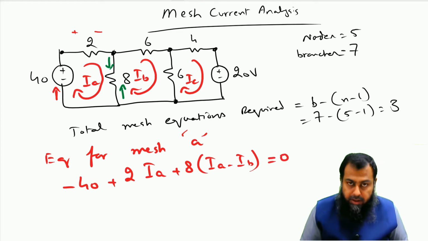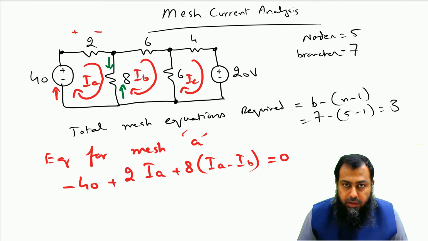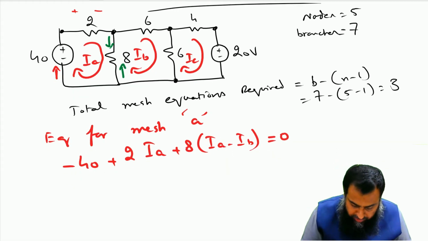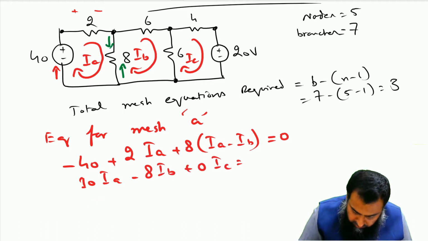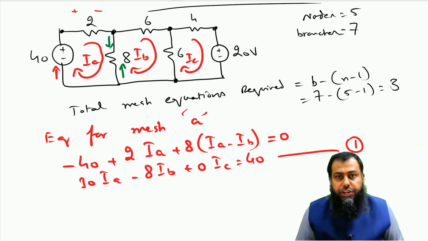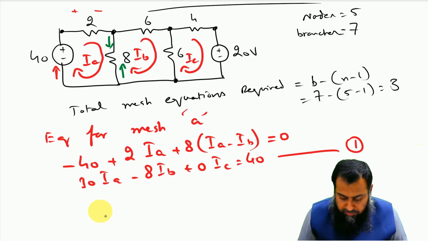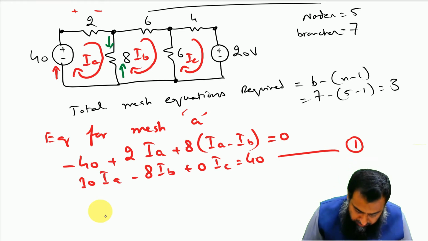If we rearrange this particular equation for the variables that we are using here, we can notice that we have 10 times IA minus 8 IB plus 0 IC, and that is equal to 40. Let me call this equation number 1. Mesh A is not sharing any element with mesh C, and therefore there is no component of mesh C involved in the first equation. Now let us write the equation for mesh number B.